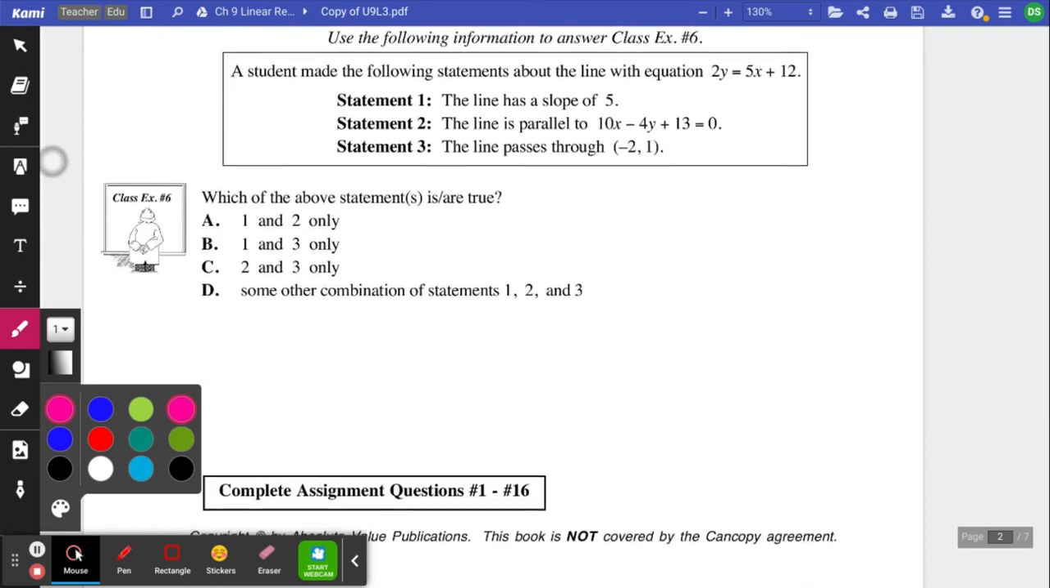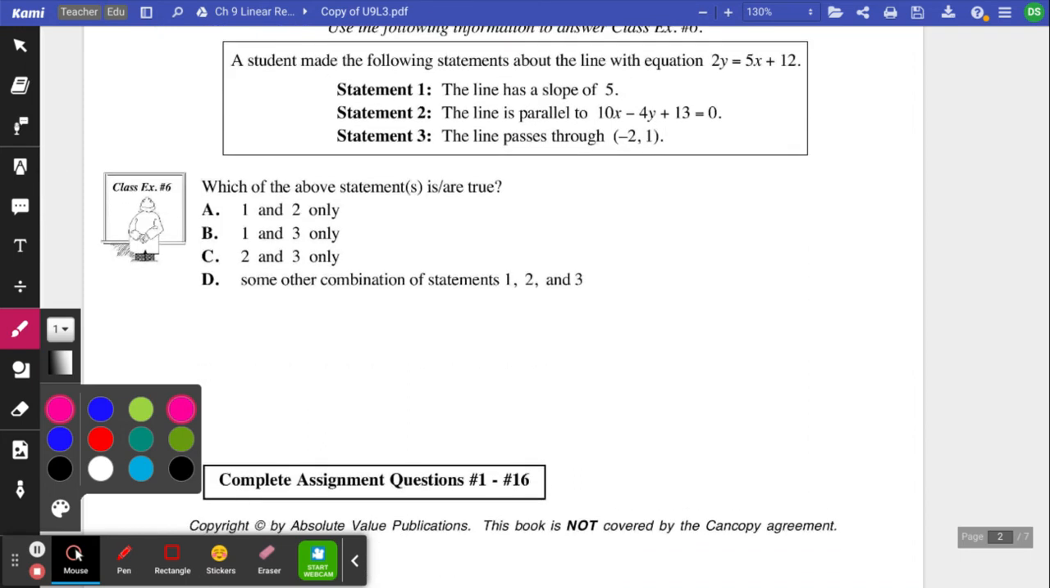All right, last thing to know. A student made the following statement about the line with the equation 2y equals 5x plus 12. The line has a slope of 5, the line is parallel, and it goes through that point. Which ones are true? So, does the line have a slope of 5? Oh, 2y, so we gotta divide by 2. Make sure it's y only. So y is actually equal to 5 over 2x plus 6. So now we know that statement 1 is wrong.